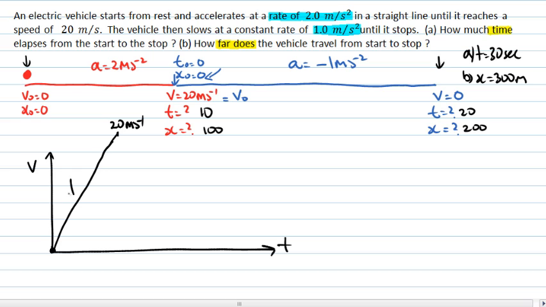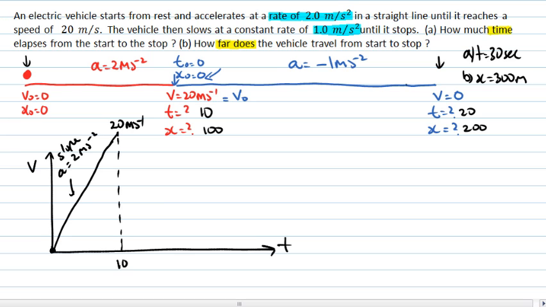The slope here is the acceleration, which is equal to 2 meters per second squared. That actually means I can read off the time pretty easily here, because in order to have a slope of 2, that means that I've gone across 1 to go up 2, or I'd have to go across 10 to go up 20. So this must be 10 seconds. It's taken 10 seconds for that journey.